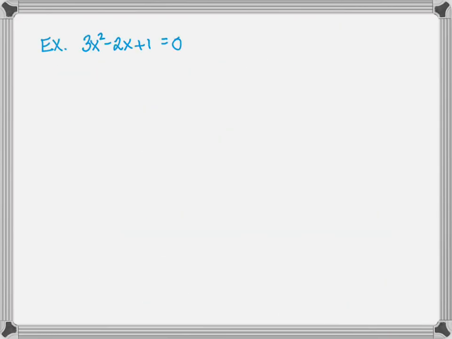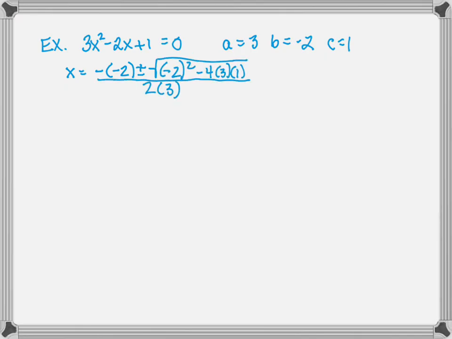Let's look at a second example. 3x squared minus 2x plus 1 equals 0. So here, a equals 3, b equals negative 2, and c equals 1. Let's substitute those in. So x equals the opposite of negative 2 plus or minus the square root of negative 2 quantity squared minus 4 times 3 times 1 all over 2 times 3.